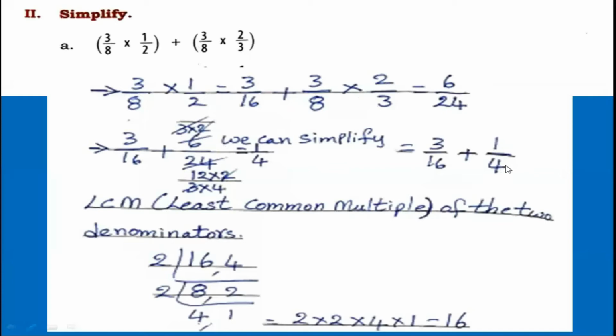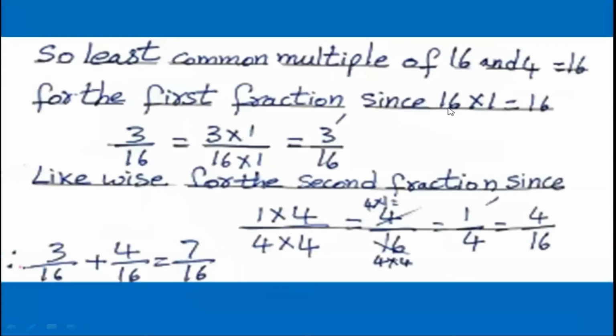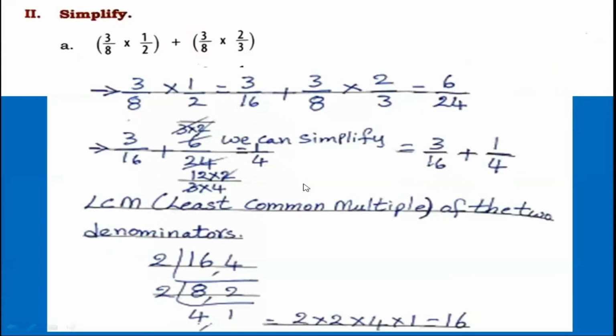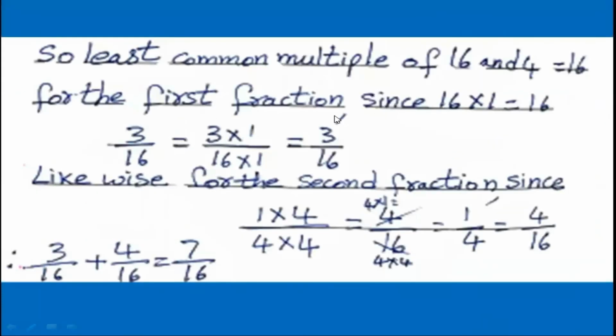Now we have to find out the least common multiple of the two denominators, that is 16 and 4. So for 16 and 4, we can find out the least common multiple. Now 16 divided by 2 is 8, 4 divided by 2 is 2, 8 divided by 2 is 4, 2 divided by 2 is 1. Now 2 into 2 into 4 into 1 is equal to 16. So the least common multiple of 16 and 4 is equal to 16.